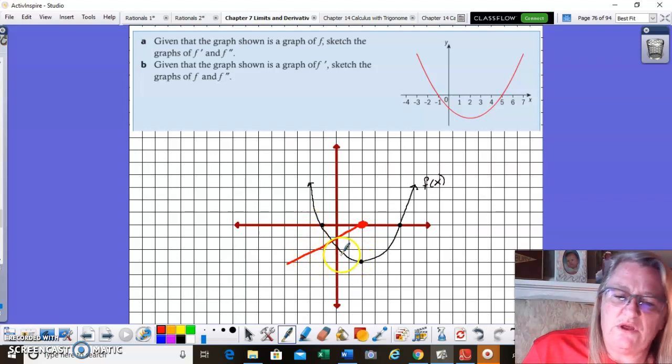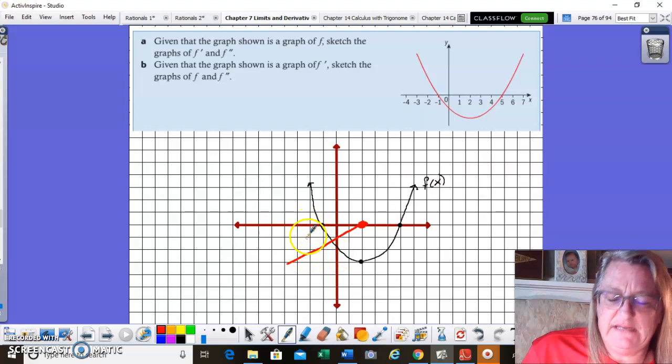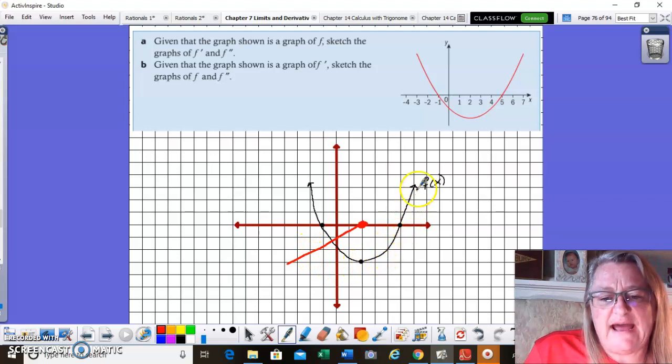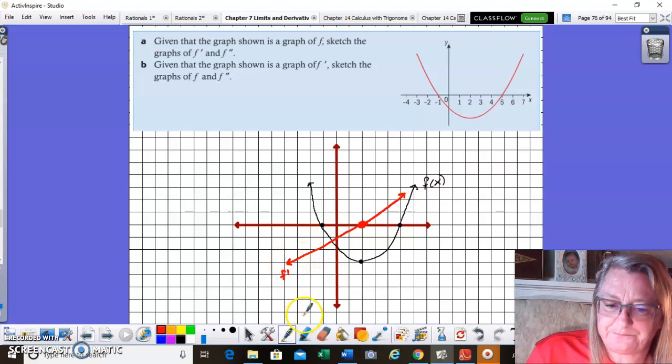Okay, so when we go from the original to the first derivative, we're looking at the placement of the graph being above or below the x-axis, being positive or negative. So if I looked at the curve after the minimum point, all of those tangent lines would have positive slopes. So that means my graph would be in the positive. So this would be the graph of my first derivative.